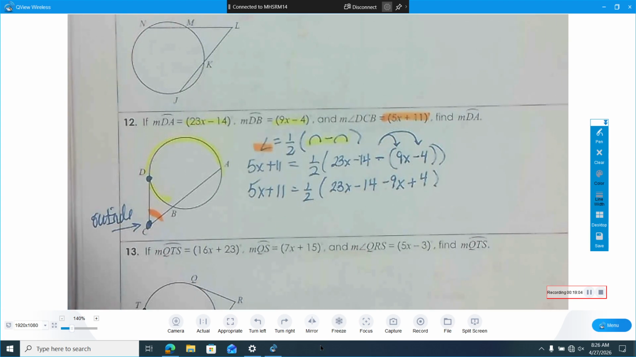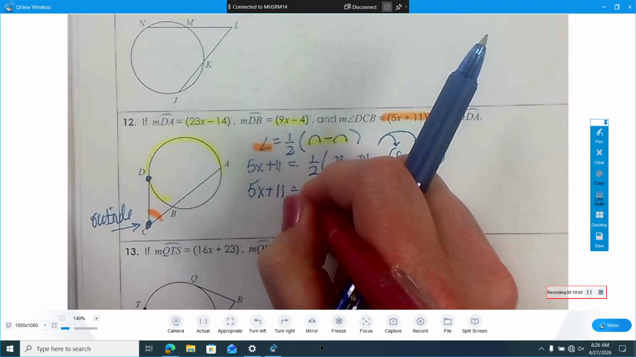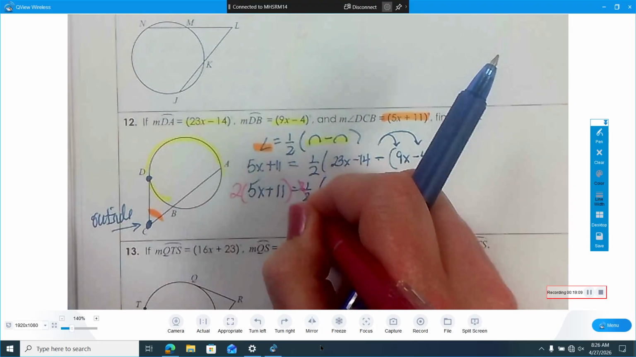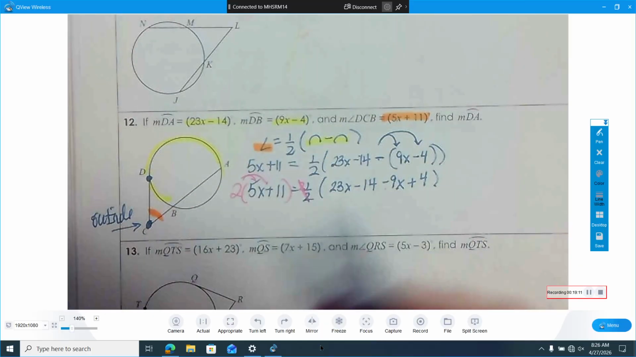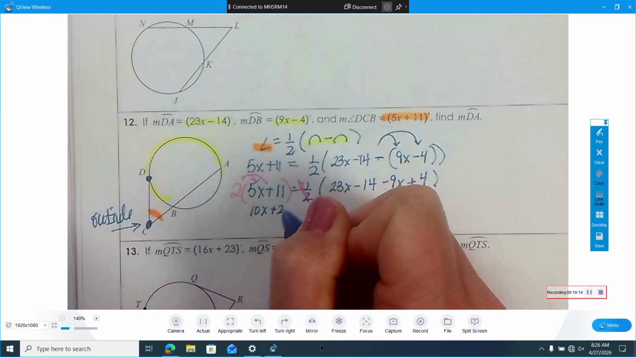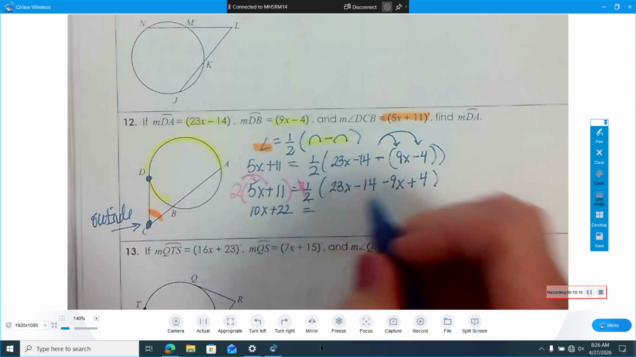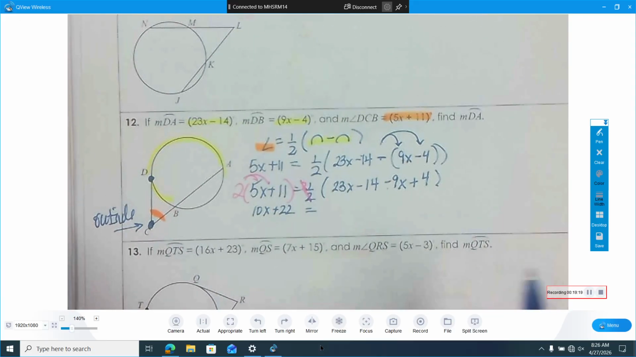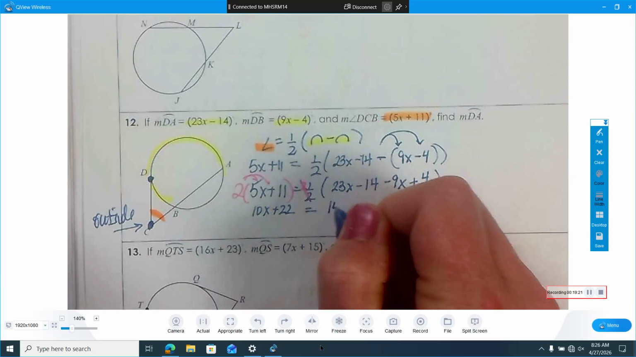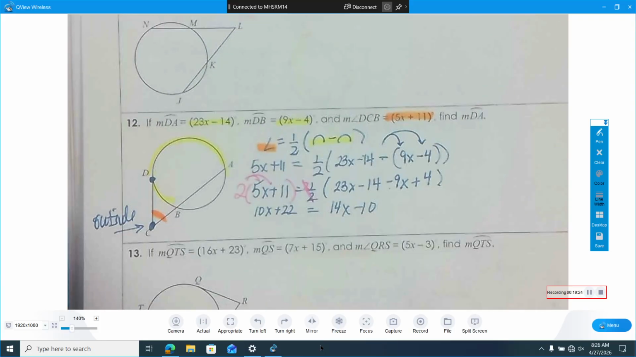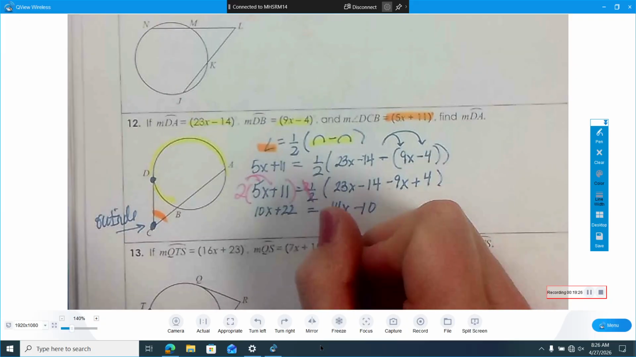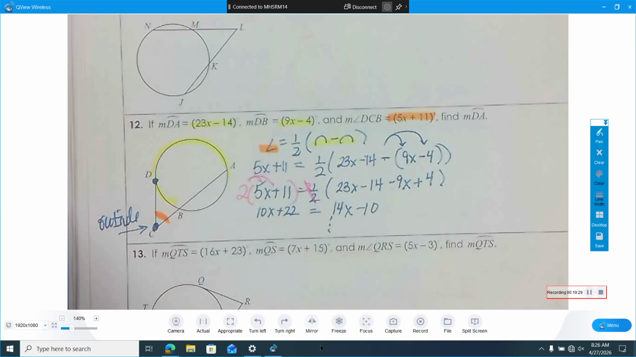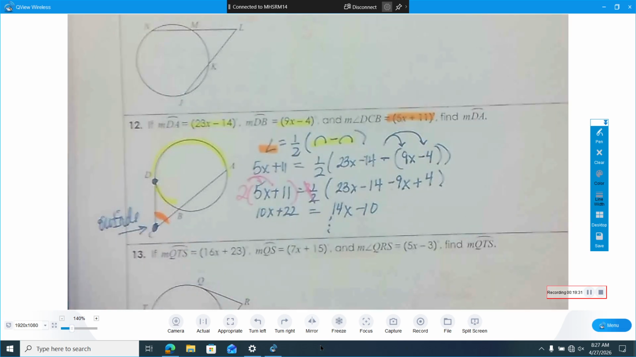What would be your next step? Yeah, times by 2 on both sides, and then distribute that 2. So we'd have 10x plus 22 equals, and then you can clean up that other side there. I guess it turns into 14x minus 10. And you can solve from there. Do you have any questions for me? No. All right, cool. So 3 setups, keep them straight. Half the sum, half the arc, or half of arc minus arc.